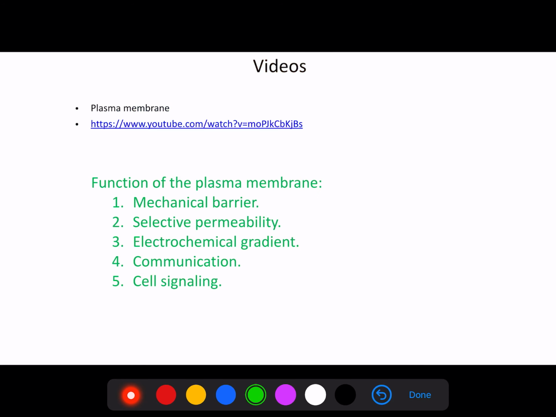Now, the plasma membrane has several functions. It serves as a mechanical barrier. It separates things, ions, particles, from inside and outside. Selective permeability, we'll understand what this is. Electrochemical gradient: it separates ions, whether they are negative or positive ions, from inside and outside. Also, it helps in communication and in cell signaling. All of these are functions of the plasma membrane.